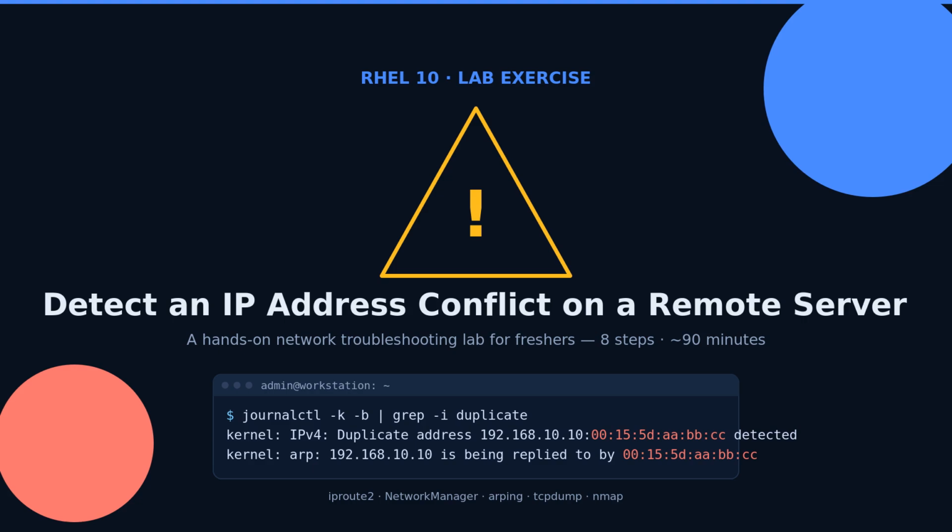Welcome to the RHEL10 Network Troubleshooting Lab. In this session, we will identify an IP address conflict on a remote server, step by step. An IP conflict happens when two devices on the same network are configured with the same IP address.